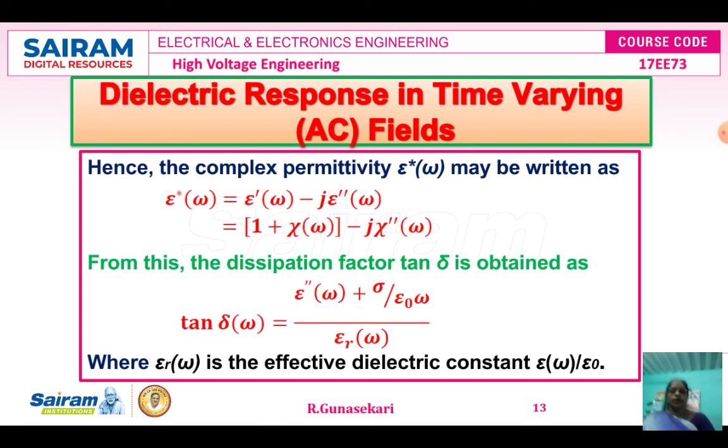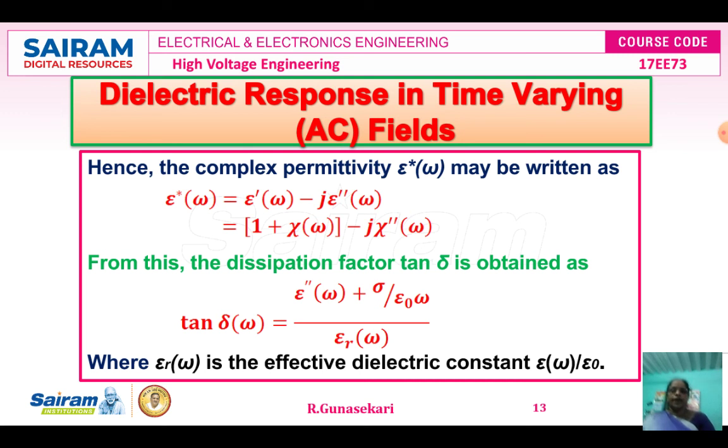Then we calculate the complex permittivity epsilon* of omega, that means complex permittivity in the frequency domain, is given by epsilon* of omega, that is equal to epsilon' of omega minus j epsilon'' of omega, that is equal to 1 plus chi' of omega minus j chi'' of omega. From the above equation we calculate the dissipation factor tan delta of omega, that means the dissipation factor in the frequency domain omega.